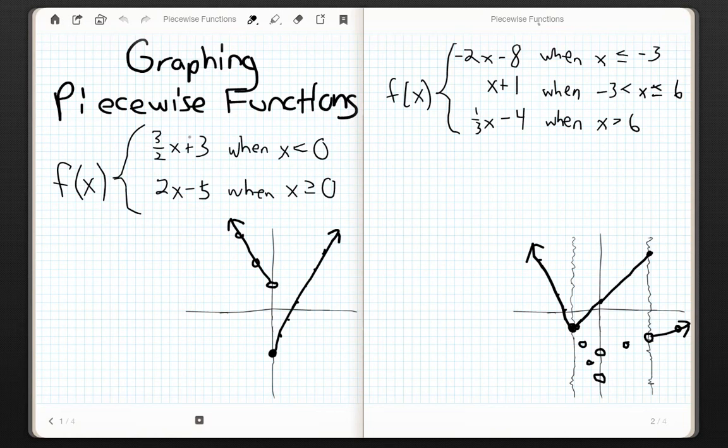And this is going to conclude our look at piecewise functions. Next time we're going to start with absolute value functions.